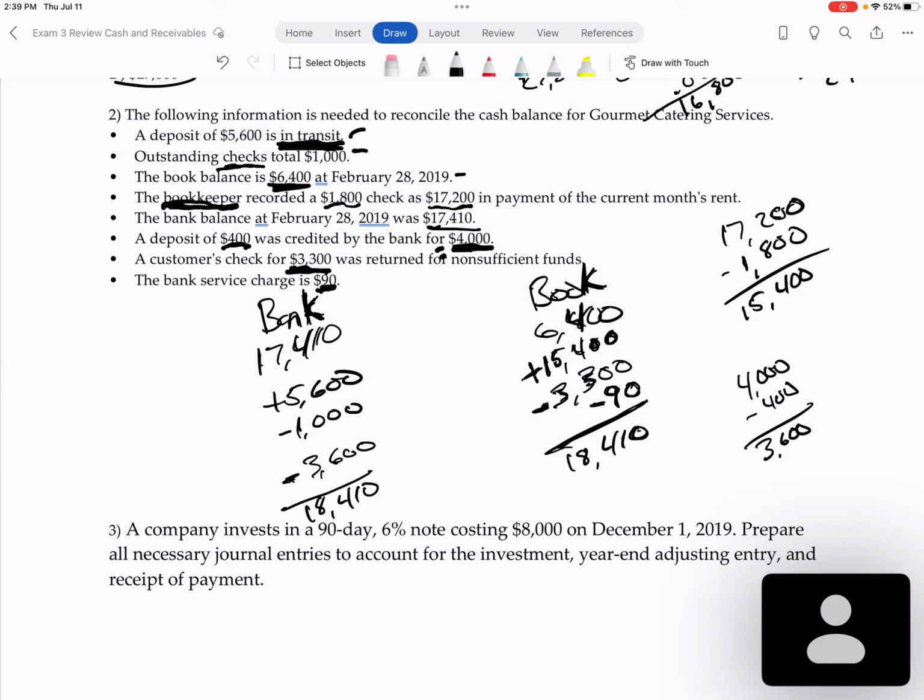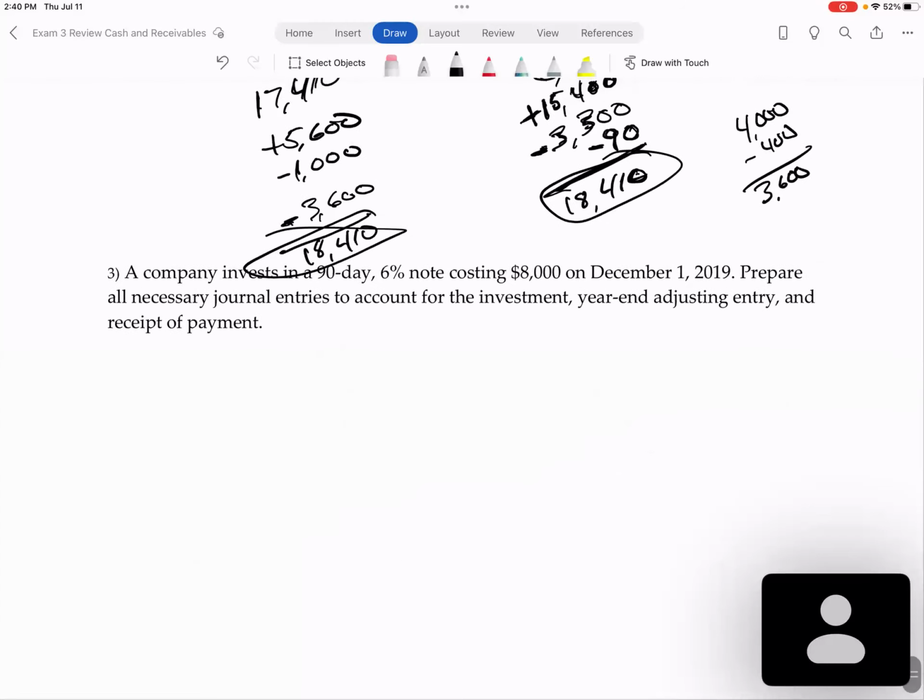Okay. So if it doesn't balance, go back through real slow and think through every one of these and say to yourself, okay, who knows about this? If the bank knows about it, then the book needs to make the adjustment. If the book knows about it, then the bank needs to make the adjustment, or whoever made the error, that's where the adjustment is. Okay. All right, last one.